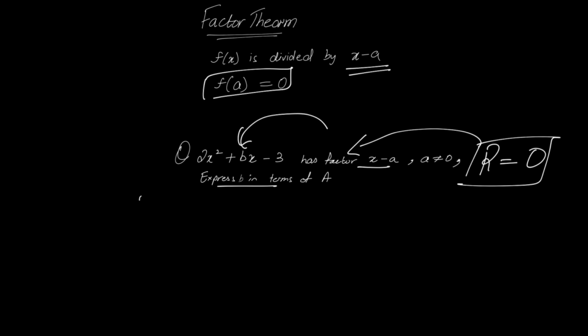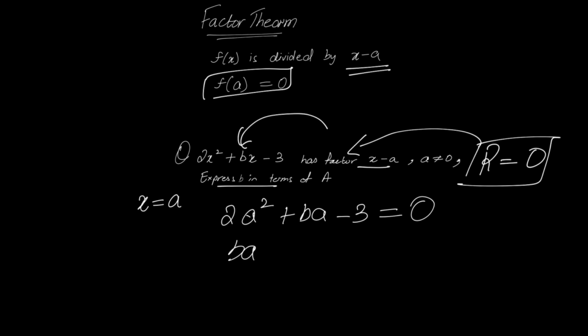So again we will solve for x, and get a. So 2a squared plus ba minus 3, and because this gives us the remainder and it's a factor, the remainder will be 0. So we have to express b in terms of a. So ba is equal to 3 minus 2a squared, and b is equal to 3 minus 2a squared upon a.